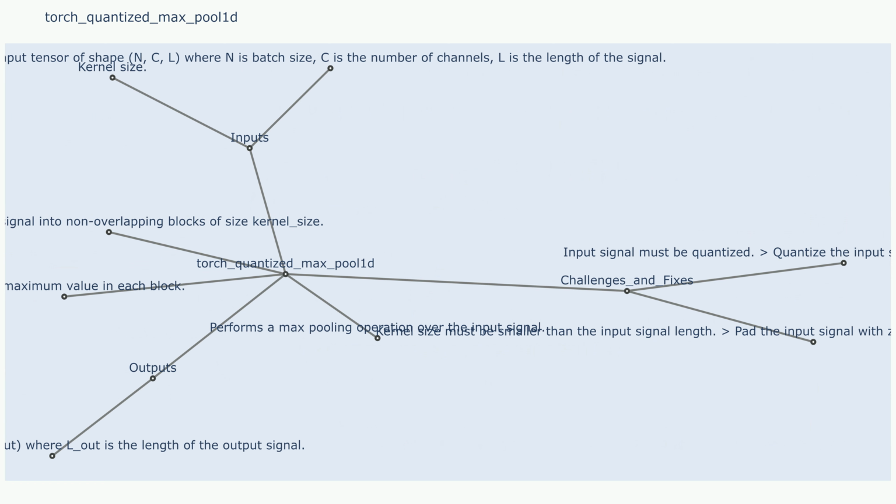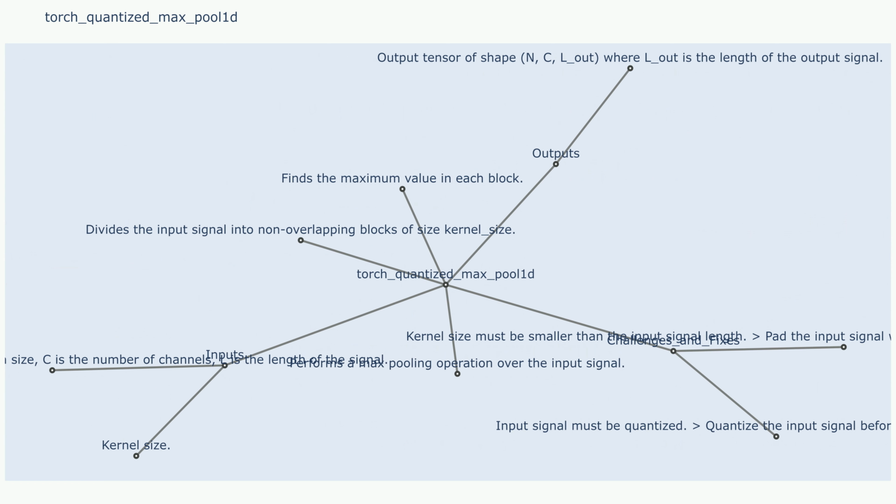Challenge 1: the input tensor must be a quantized tensor. Sample use case that resulted in Challenge 1: trying to pass a float tensor to the function.